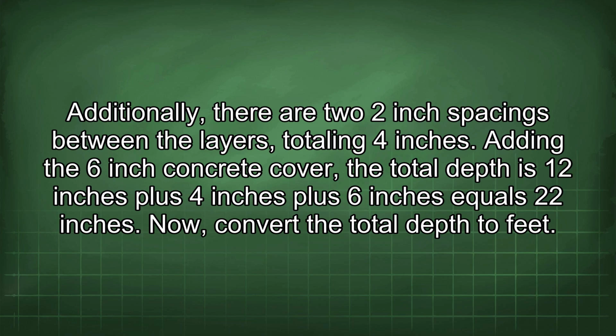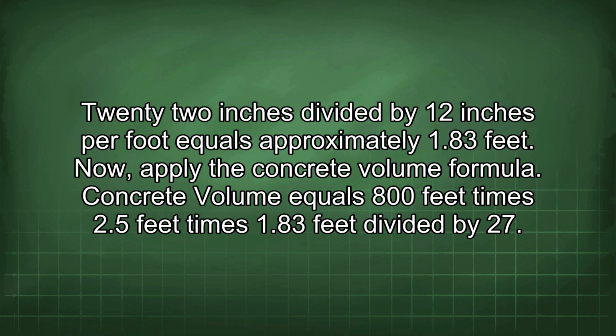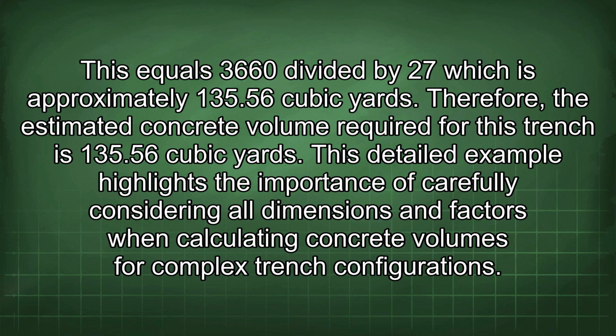Now convert the total depth to feet. 22 inches divided by 12 inches per foot equals approximately 1.83 feet. Now, apply the concrete volume formula. Concrete volume equals 800 feet times 2.5 feet times 1.83 feet divided by 27. This equals 3,660 divided by 27, which is approximately 135.56 cubic yards. Therefore, the estimated concrete volume required for this trench is 135.56 cubic yards.